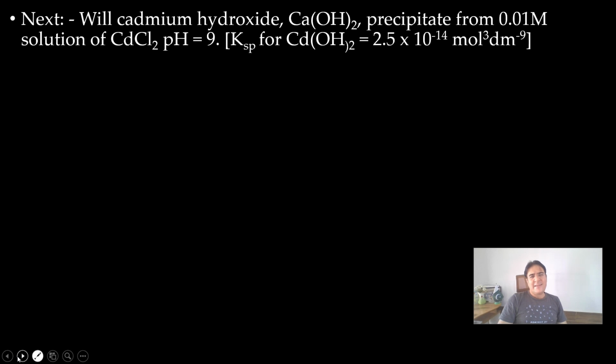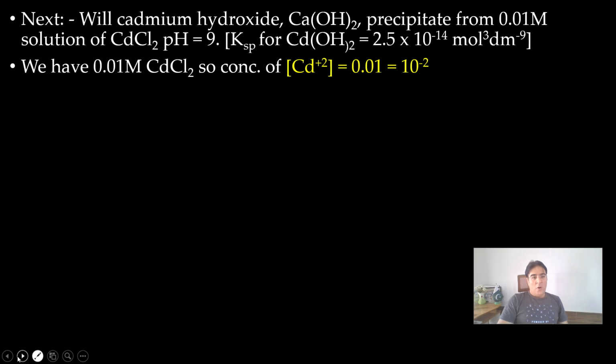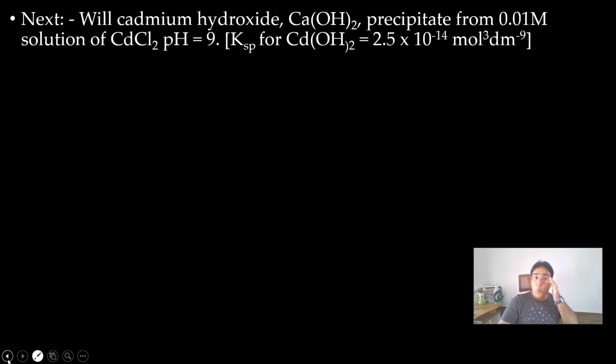Type 3 is a little bit complicated, but not that complicated if you try to focus, okay? So in this problem, will cadmium hydroxide precipitate? It means you have to decide whether the solution is supersaturated or it is not. Ksp is given.